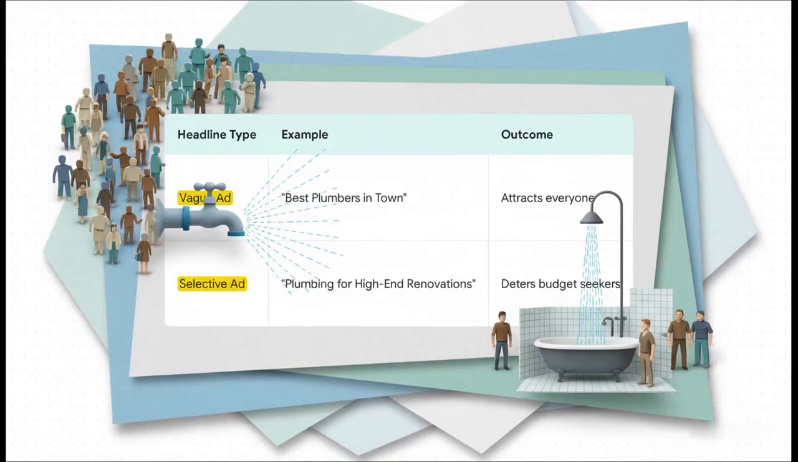So that first step is all about your ad copy, and it's simpler than you think. Look at this. A vague ad like "Best Plumbers in Town" is going to attract absolutely everyone. But a really specific, selective ad like "Plumbing for High-End Renovations" immediately tells the bargain hunters, hey, this probably isn't for me, and they move on before you have to pay for their click. Your ad itself becomes the first line of defense.